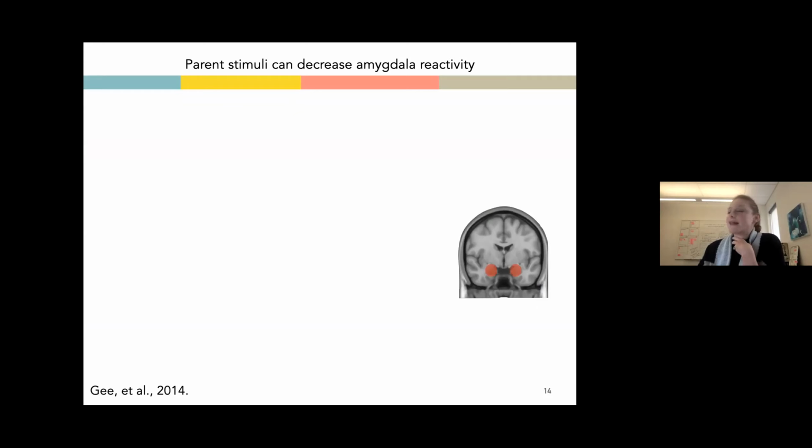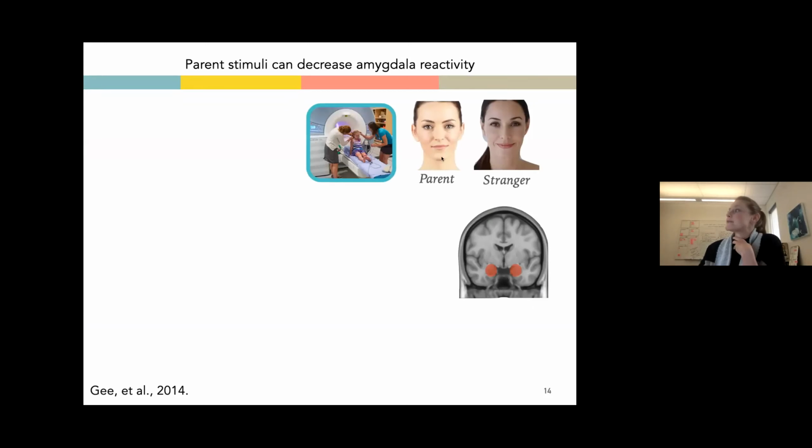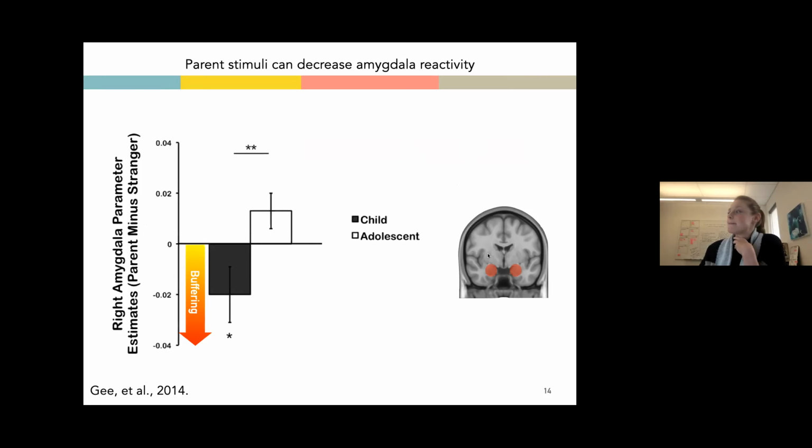So in this study, they had children and teenagers lie in a scanner and simply look at photographs of their own parent or a stranger. Here's their own parent, and here's a stranger who was race, age and sex matched, someone else's parent from the study acting as the stranger. We had the children lie in the bed and look at simply pictures of the parent and stranger. Then they measured amygdala reactivity, so how much the amygdala responded to the parent relative to the stranger. You always have to do a contrast like that in these MRI studies.